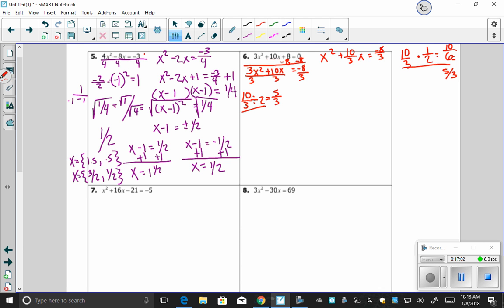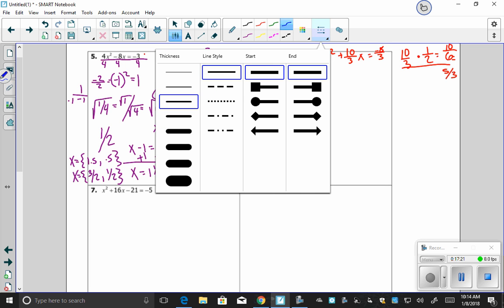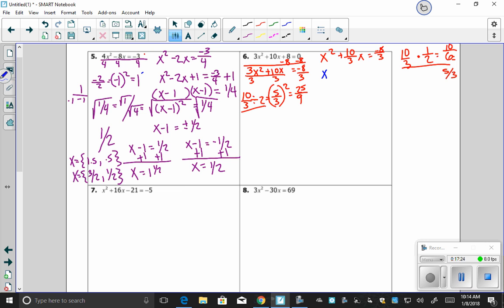So once you divide by 2, you now have to square it. 5/3 squared: 5 squared is 25, 3 squared is 9. So I'm now going to add this in to my formula. X squared plus 10/3 x plus 25 over 9 equals negative 8/3 plus 25 over 9.